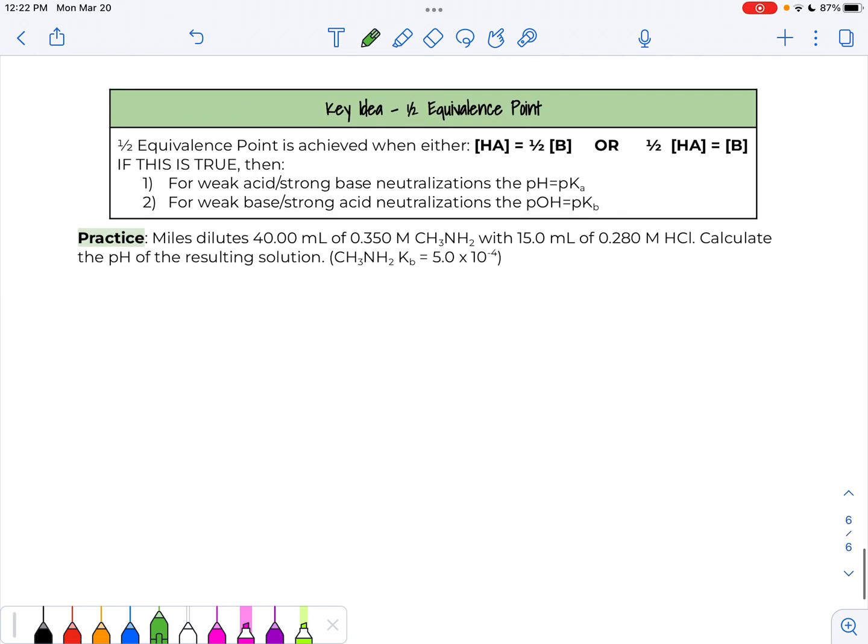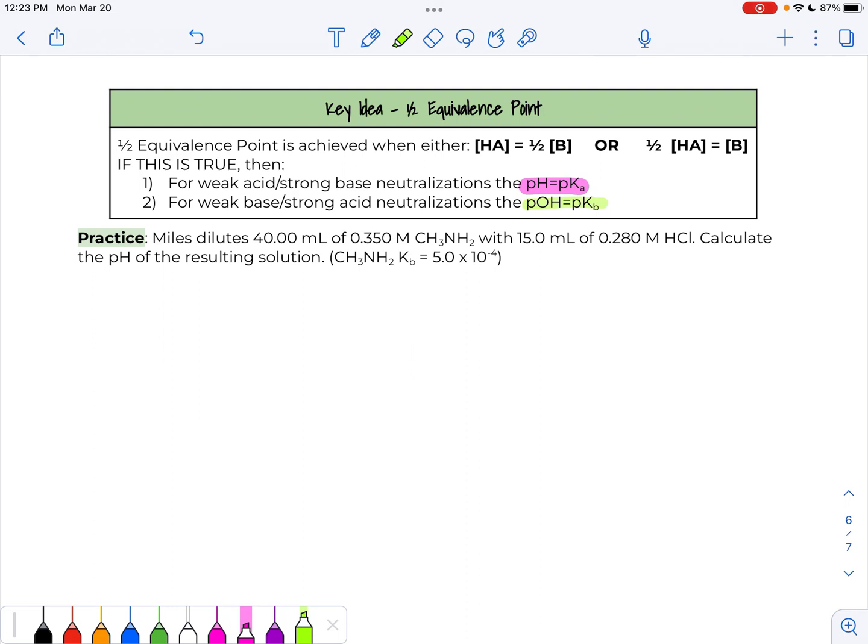All right, so the last thing I want to give you before I give you a big practice problem review is this idea of half equivalence points. So half equivalence points occur when the concentration of your acid is equal to half the concentration of your base, or half the concentration of your acid is equal to the concentration of your base. So you can use this as a cheat code. If this happens to be true, then for weak acid, strong base neutralizations, your pH is going to be equal to the pKb. For weak base, strong acid neutralizations, the pOH is going to be equal to pKb.